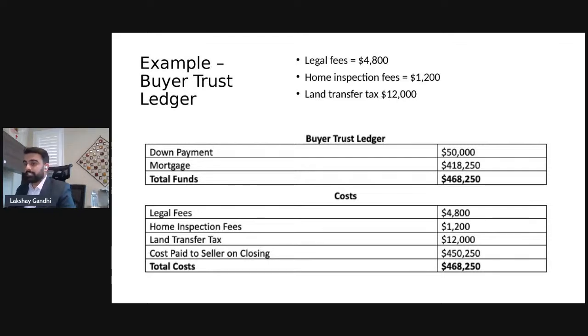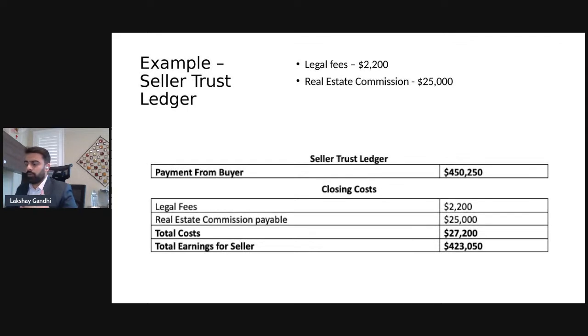Now let's look at the next slide where we talk about the seller's trust ledger. We talked about the buyer's trust ledger, and we talked about what the costs are, where the majority of the cost is land transfer tax and legal fees. Looking at the seller's trust ledger, you have a commission payable, which is the major big ticket item.